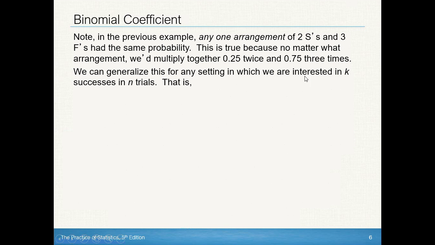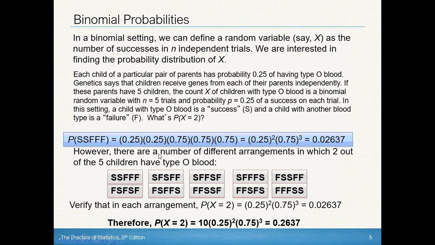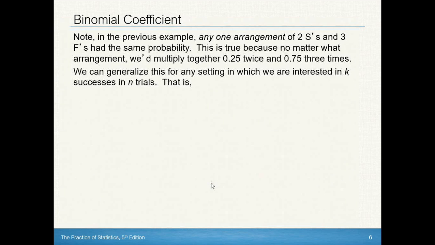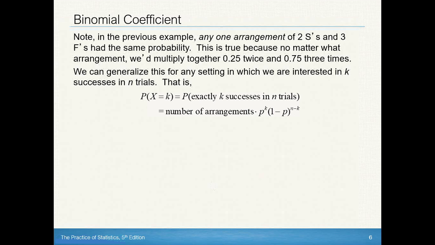So the trick is, if I try something n number of times and I want k successes, how many different ways can I write it? In this case, if I have 5 tries, 5 kids, with 2 successes, how many different ways can I arrange the 2 successes? This one was 10. How could I generalize it?